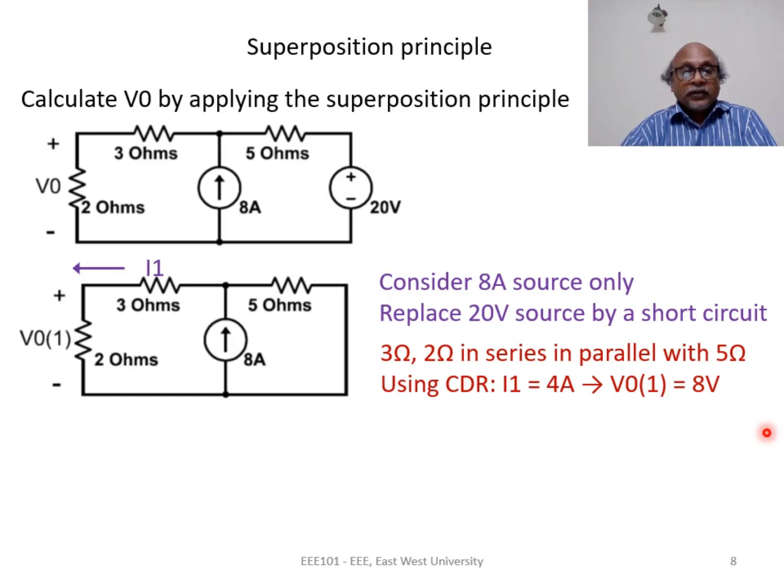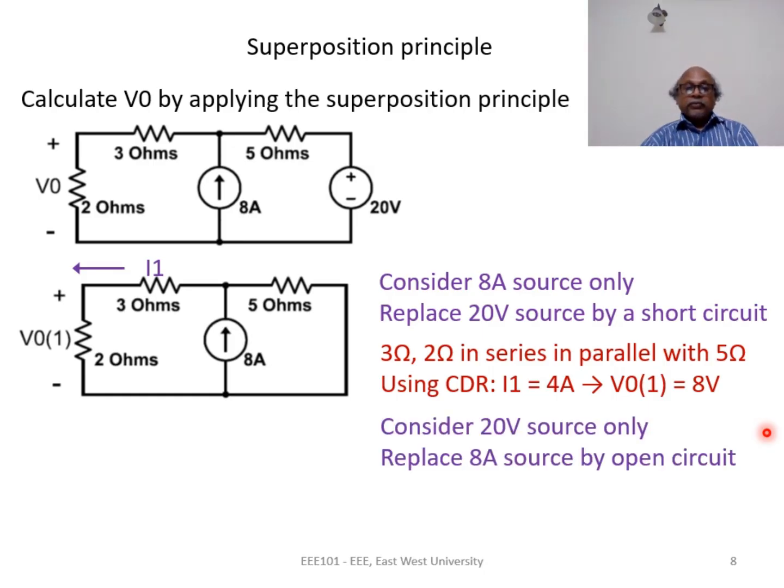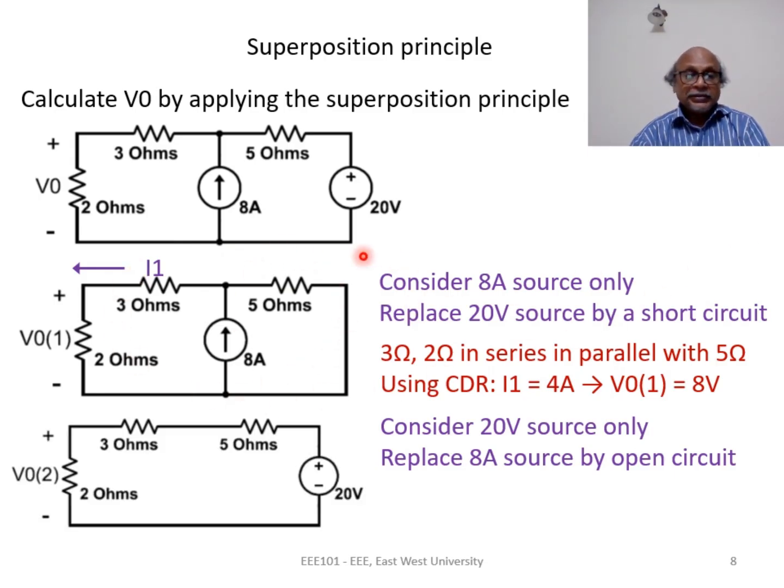Next we consider the 20 volt source only. For that we will have to replace the 8 ampere current source by an open circuit. This is the circuit we get. Now the voltage across 2 ohms is called V02. V02 is due to the 20 volt independent source only.